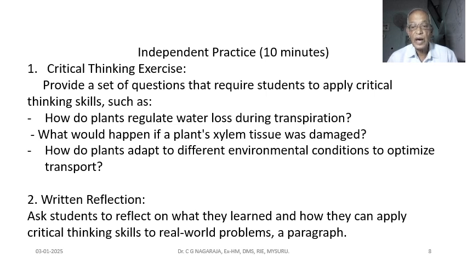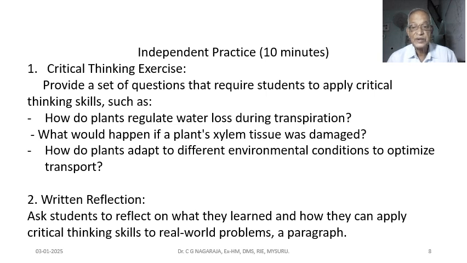Then what would happen if a plant's xylem tissue was damaged or removed? Or if the plants get something like a pesticide in the water, what will happen to xylem or phloem? That is, will the transport system in the plant be disturbed by the addition of any chemicals that are dangerous to the plant? So then children will start thinking, and that is where we come to critical thinking.